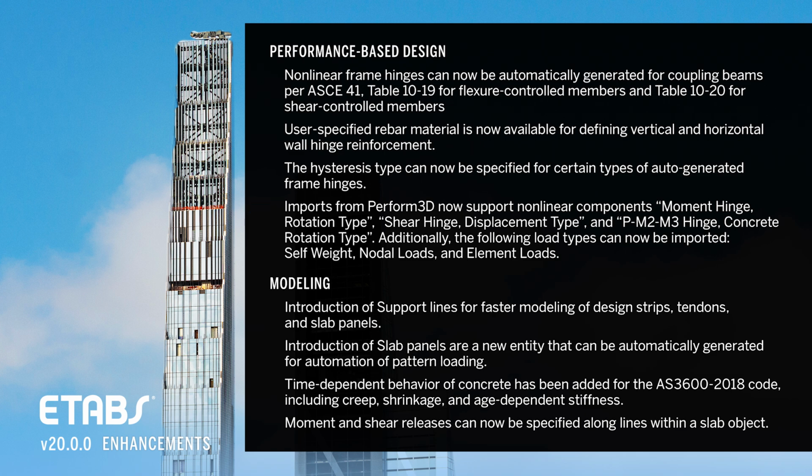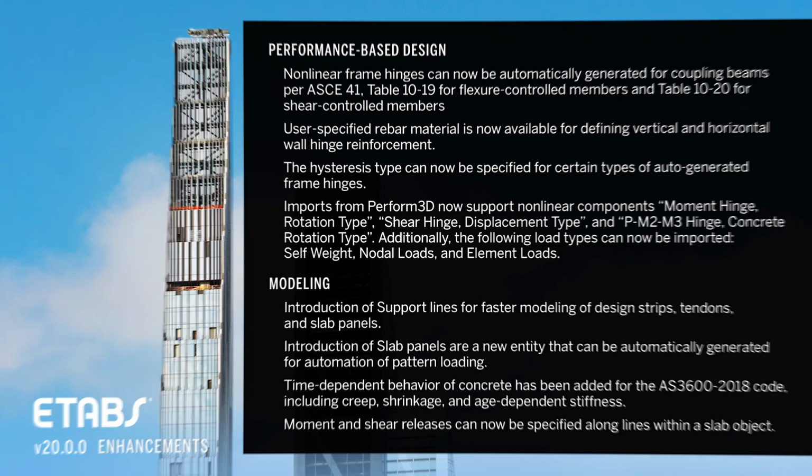We'll go through a full modeling example, introducing support lines for faster modeling of design strips, tendons, and slab panels. We'll generate these slab panels and we'll go through an analysis showing you how all the live load has been applied to the structure, as well as some time-dependent behavior for concrete, different codes, and moment and shear releases can now be specified along lines within a slab object. So a lot of things have been added to the latest version of ETABS, so let's get started.